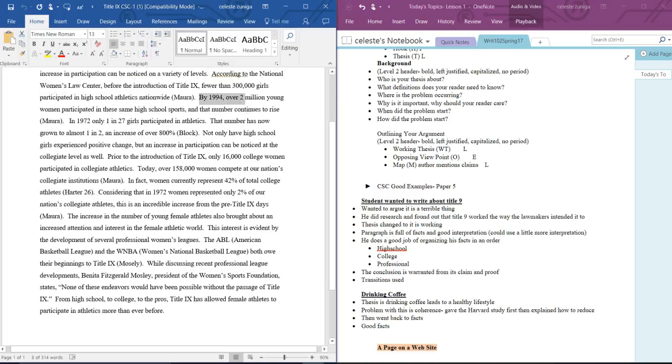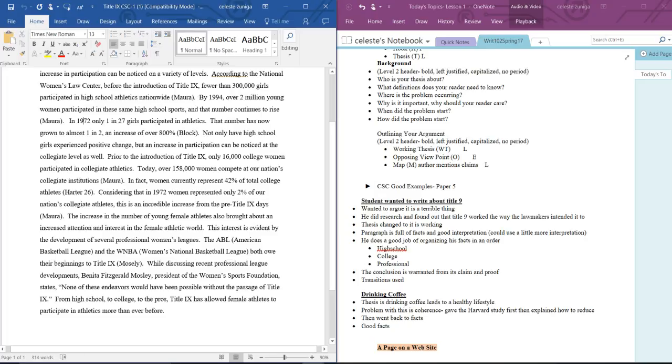"By 1994, over 2 million young women participated in these same high school sports, and that number continues to rise." Okay, so this student did an in-text citation for the same source in 2 different sentences. Now, because they did an introduction here, the National Center, they didn't need this one. This one could have been nixed, and just this one could have stood. Then I would have known from this is the source, and then this is the end point, and everything in between is the source. So this is called oversighting.